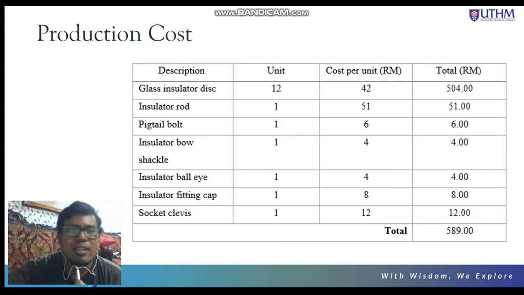Alright, the next is the product cost. The total product cost is 589 ringgit, and we also have a glass insulator design, insert the rods one, a pigtail bolts one, insulator bolt shapeless one, insulator bolt ears one, insulator pigtail cap one, socket clevis one. And I'm so sorry, I forgot about the glass insulator design, which is 12 units. Alright, and the total is 589.